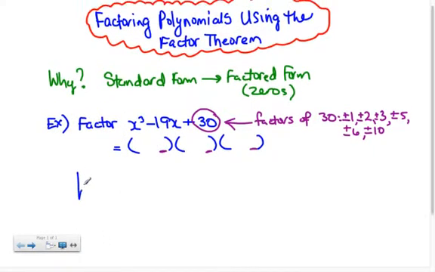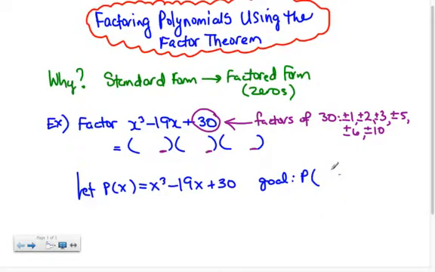The first thing I'm going to do is let p of x represent this polynomial, x cubed minus 19x plus 30. And then I'm going to one at a time sub in the factors of 30, to figure out which factor is going to give me a value of 0. Our goal is to find out what I can plug in there for x to get no remainder, because that's going to tell me that it becomes a factor.